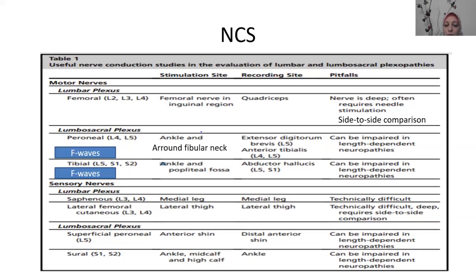For the posterior tibial nerve, also motor conduction, recording from the abductor hallucis and stimulating at the ankle and popliteal fossa, and compared to the other side. We will do F wave from the tibial nerve and compare it to the other side. For the superficial peroneal nerve also, we will do it and compare to the other side, and the sural also will be compared to the other side.